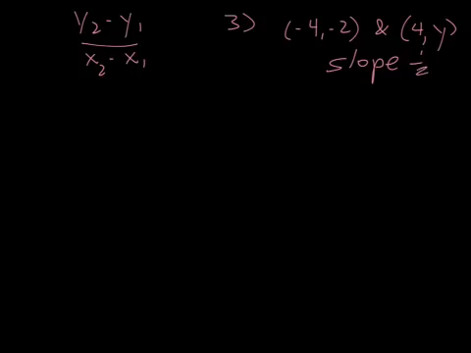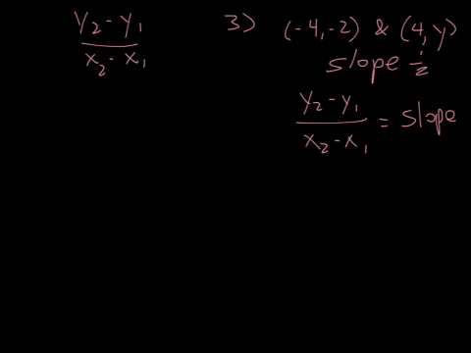So where should we go from here? Well, let's do this. Let's write out the equation y2 minus y1 over x2 minus x1, and that equals our slope. Okay, let's continue from here.